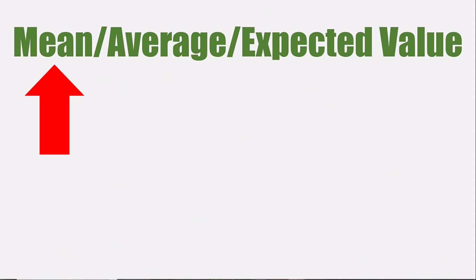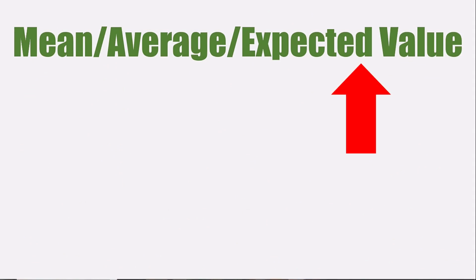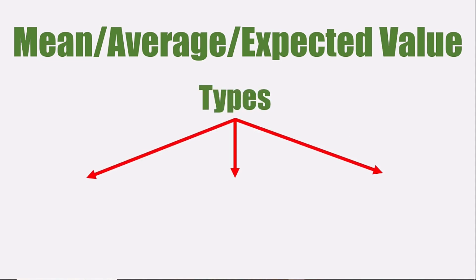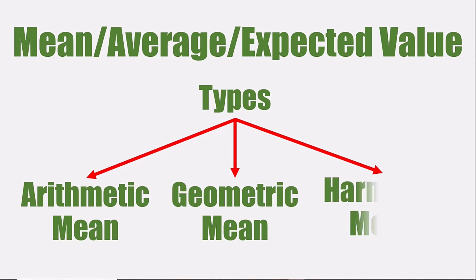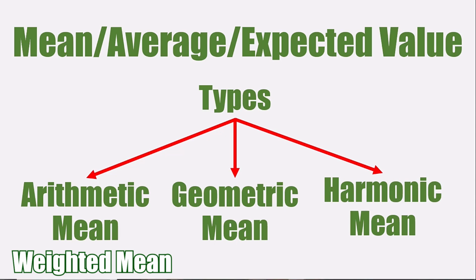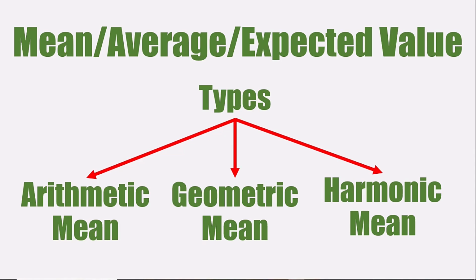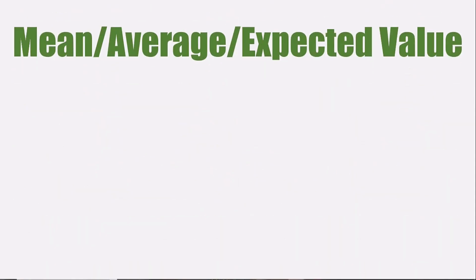Let's start with the mean, which some people call the average, and statisticians like calling it the expected value or the expectation of a dataset. Now, there are actually three types of mean. You have the arithmetic mean, the geometric mean, and then the harmonic mean. There's also the weighted mean, which is just a type of arithmetic mean. We shall talk about it. For now, let's first put aside the harmonic mean and the geometric mean. Let's first focus on the arithmetic mean because that's actually the most common mean that's used by data analysts. So let's focus on the arithmetic mean.